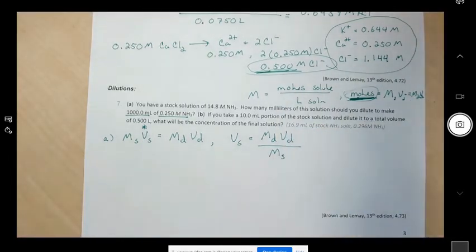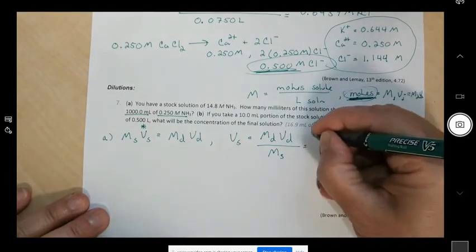So hopefully it makes sense. We definitely need to take way less stock solution out than what we need to make. Okay, it doesn't make any sense to take more than 1,000 milliliters out and dilute it to 1,000. So this number should always come out hopefully as a lower number. Otherwise, you did something wrong.